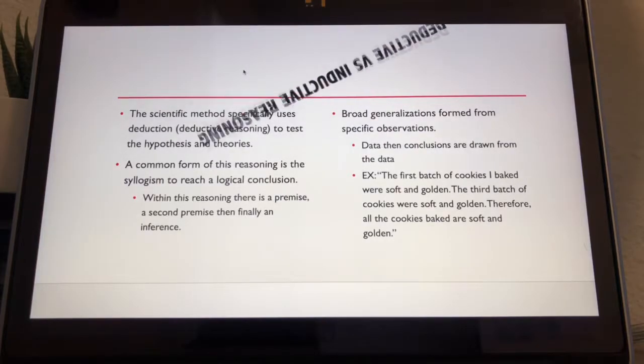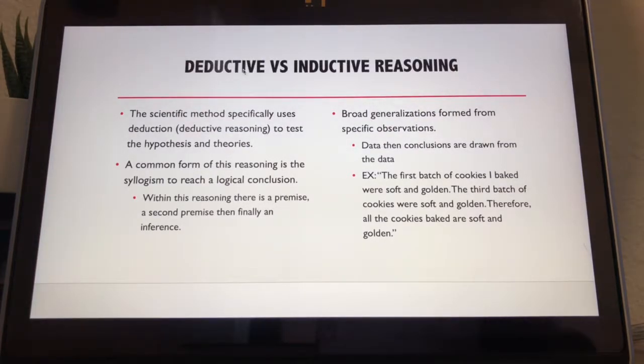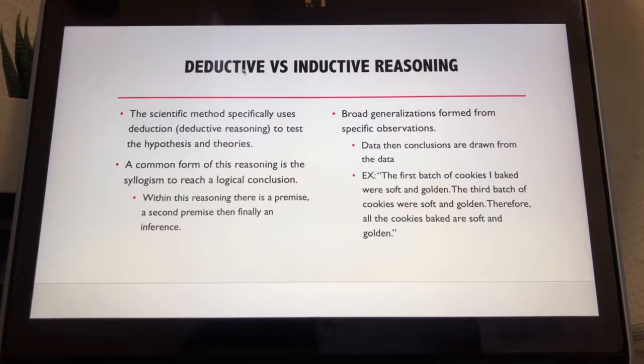So deductive versus inductive reasoning. Deductive on the left-hand side is basically describing the scientific method specifically uses deduction or deductive reasoning to test the hypothesis and theories. A common form of this reasoning is a syllogism to reach a logical conclusion. Within this reasoning, there is a premise, a second premise, then finally an inference. On the right-hand side, broad generalizations form from specific observations. This is specifically talking about inductive reasoning. Data, then conclusions are drawn from the data.